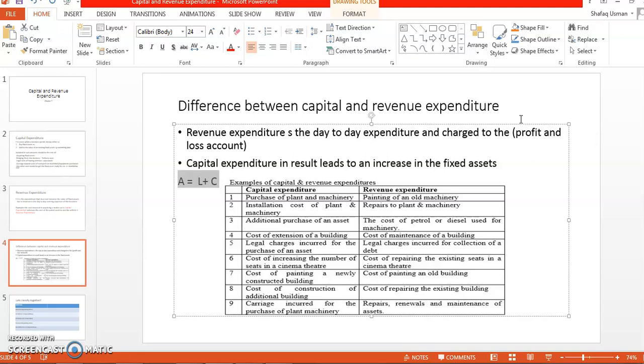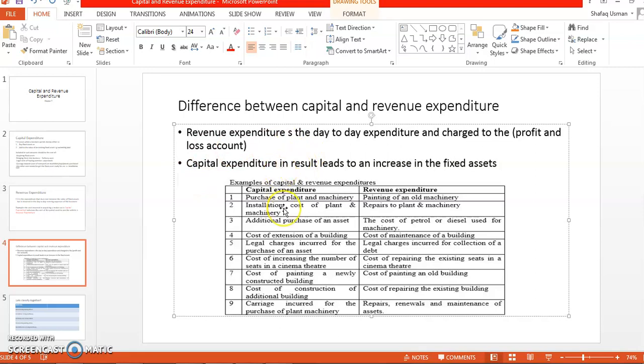It is also a statement which is prepared after the profit and loss account is prepared at the end of the year. Okay. Now capital expenditure, since it results in an increase in the fixed assets, we're going to include them in our balance sheet. But that does not concern us for now, so let's move back to our topic.